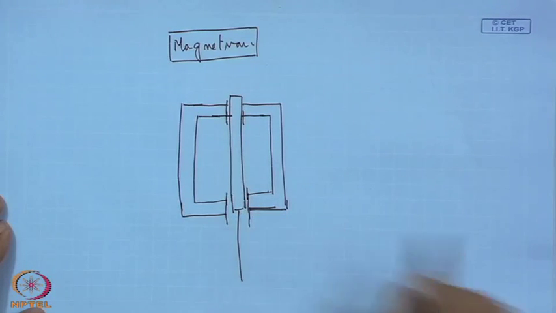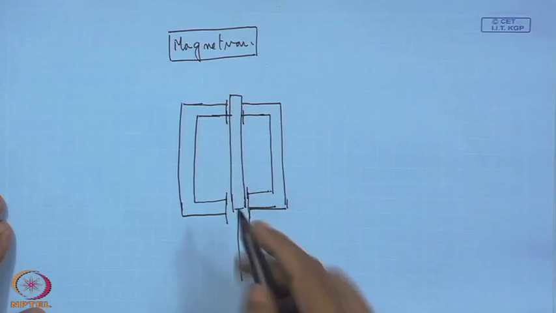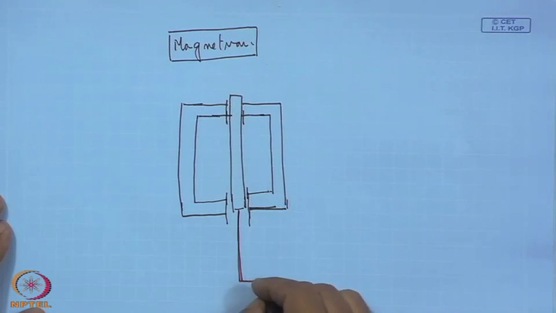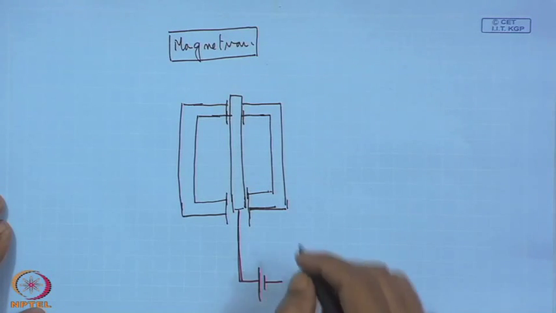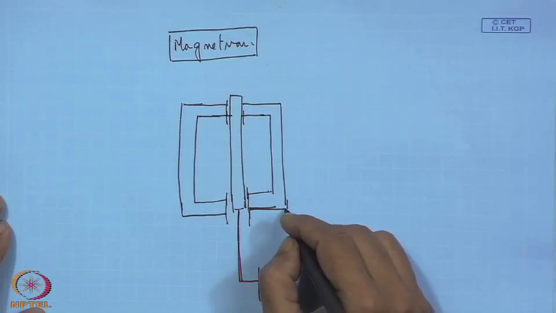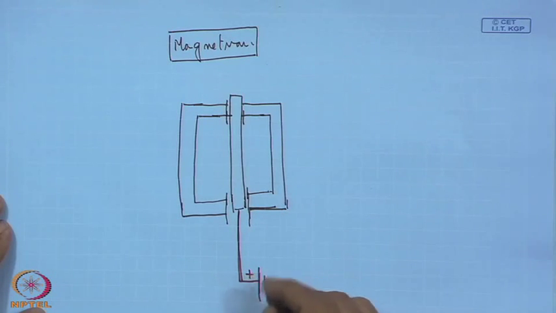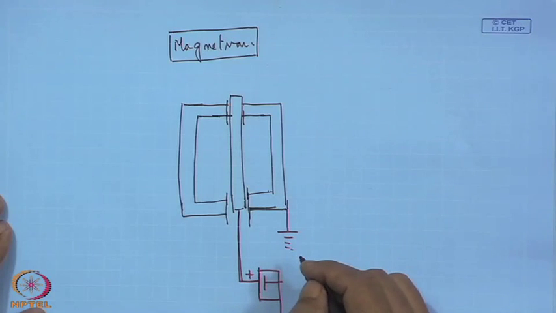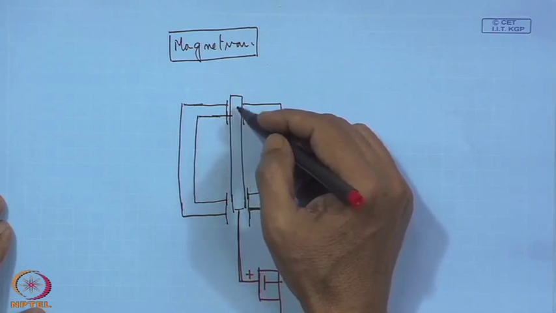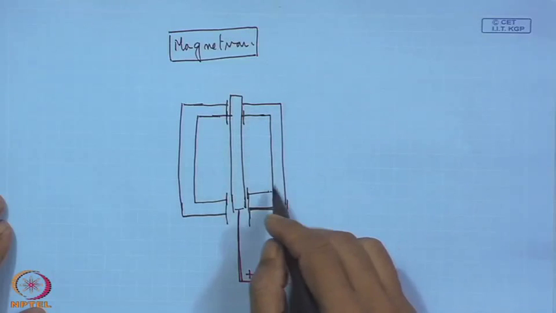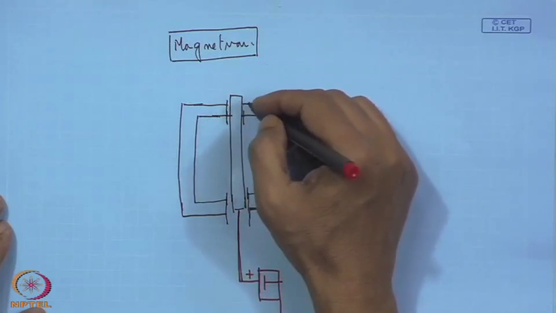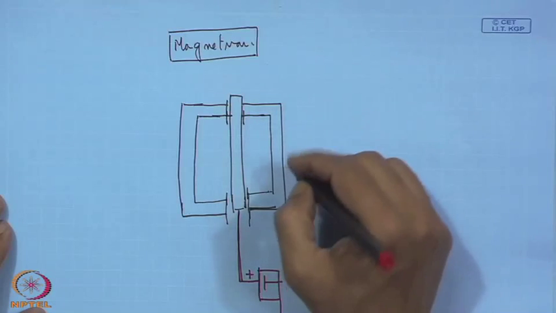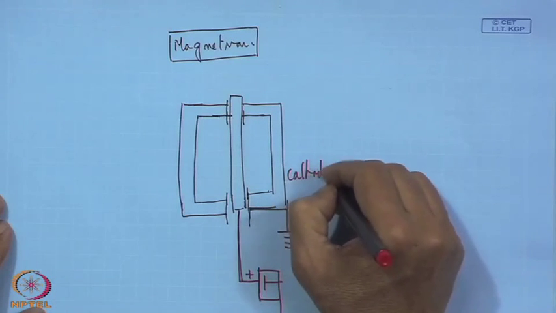So, this is connected to negative, to positive, and this is actually grounded. So, this side is positive, so it is a power supply, and this side is grounded, and this cathode is actually grounded. So, here what we see is that this anode plate is positively biased, and this cathode, having an annular shape, is grounded.